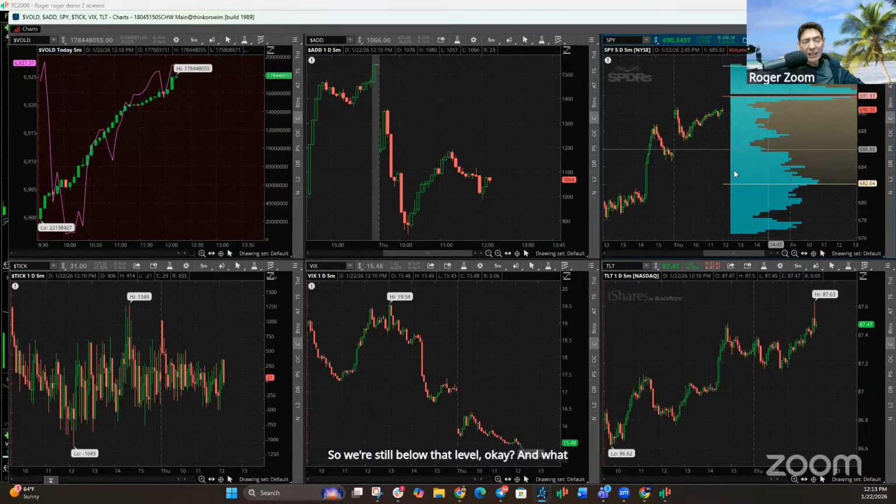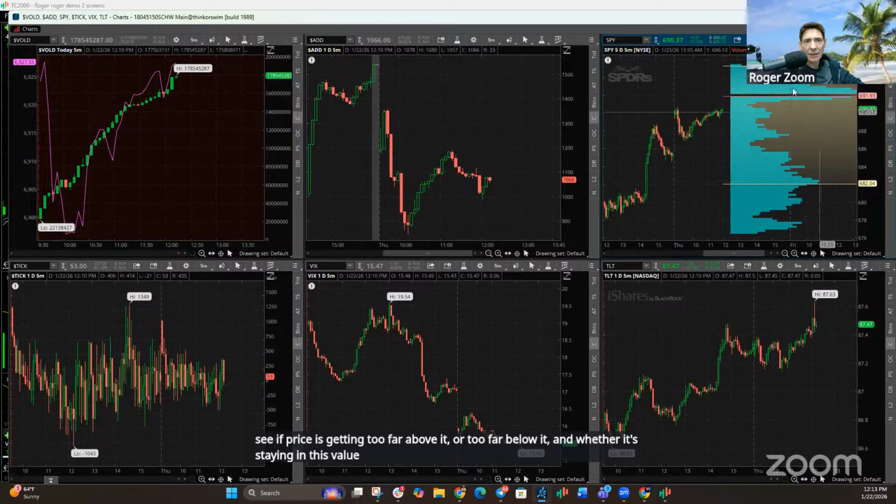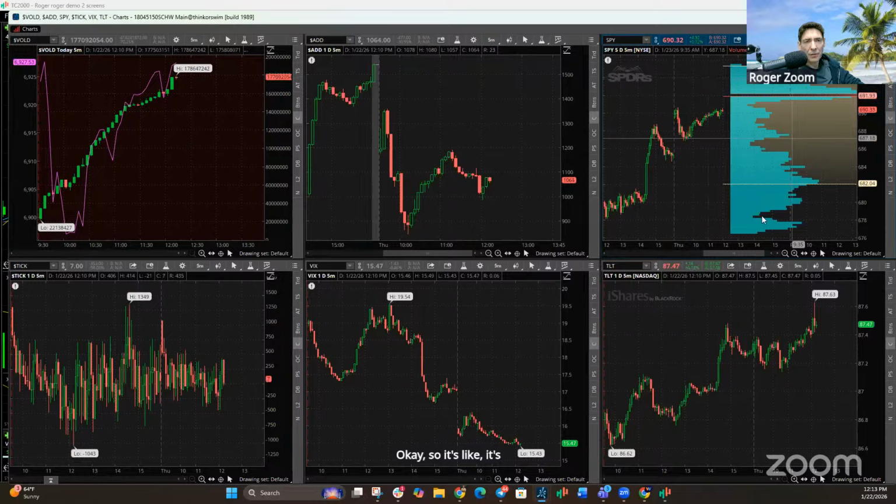And what we want to see is if price is getting too far above it or too far below it, and whether it's staying in this value area. This is called the value area. Okay. So it's a miniature volume profile.